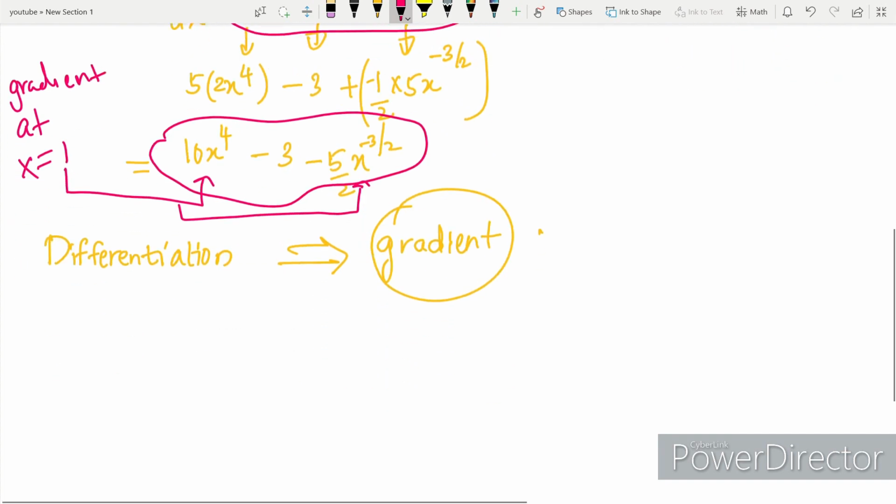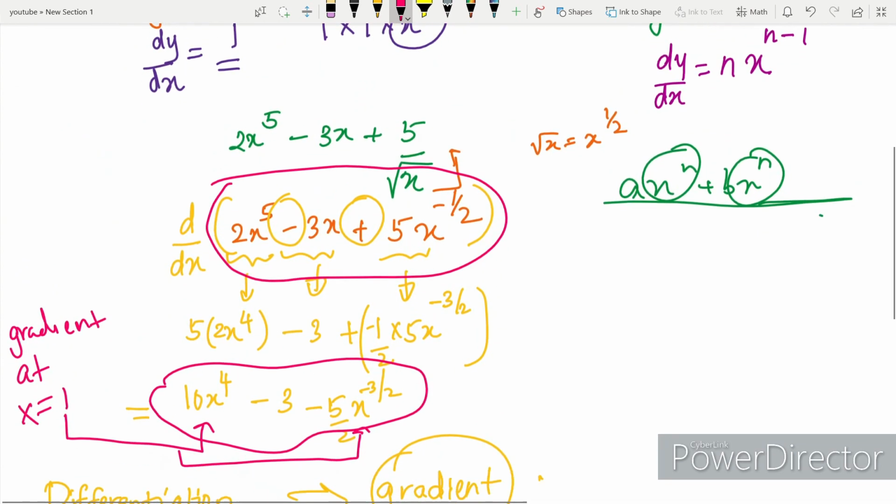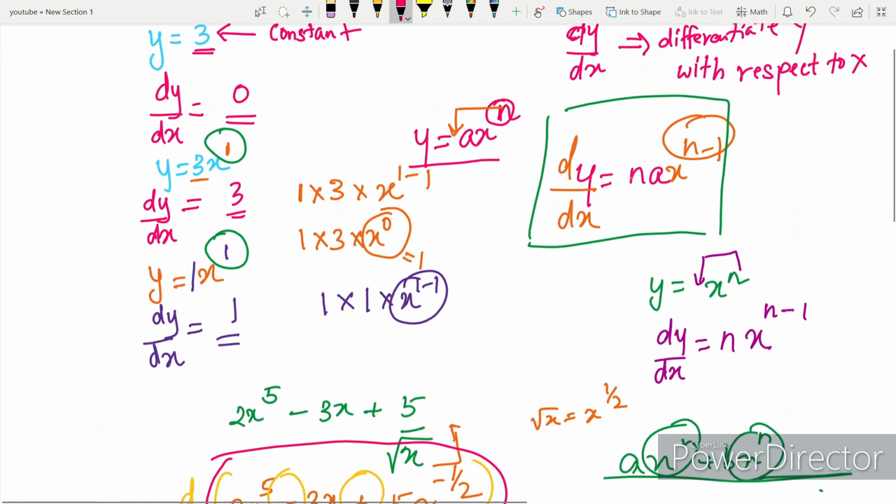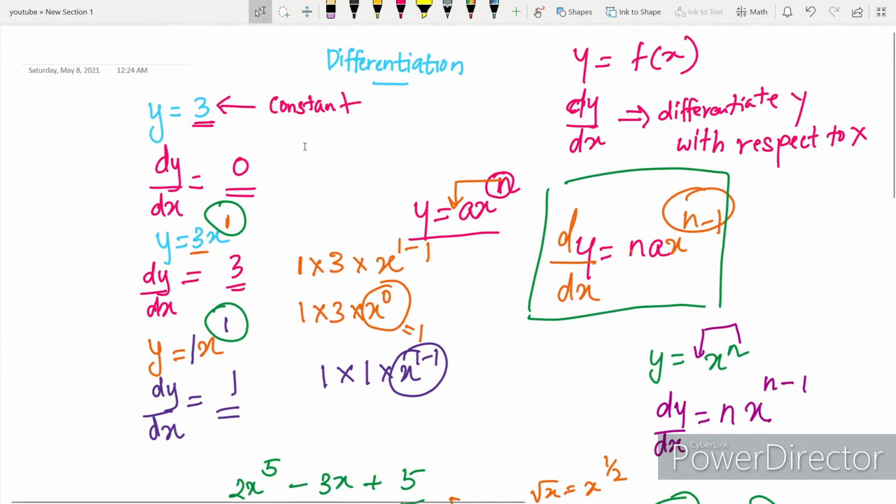Okay, so don't miss my next video because I will be explaining the chain rule, product rule, and the quotient rule, and that's a very big part of differentiation, but it's a simple one.